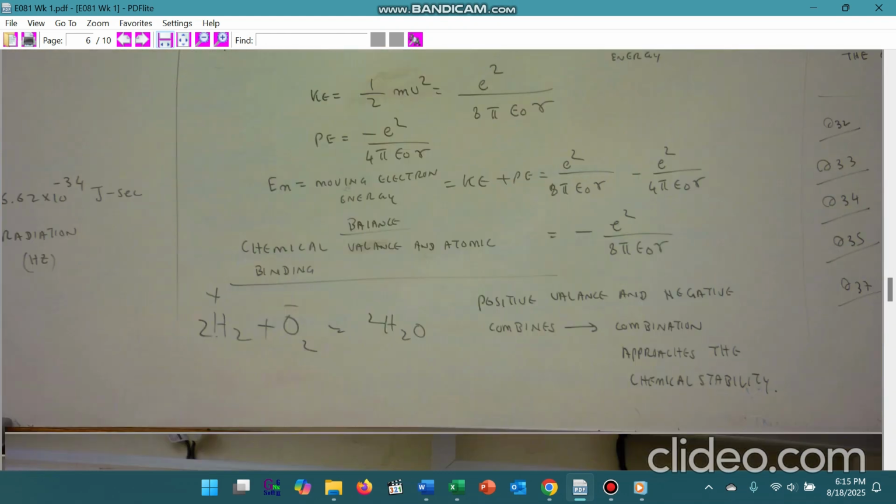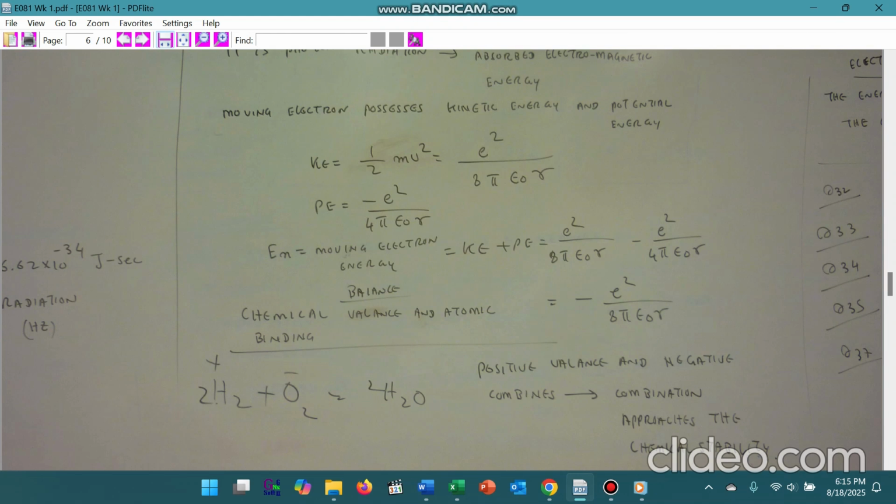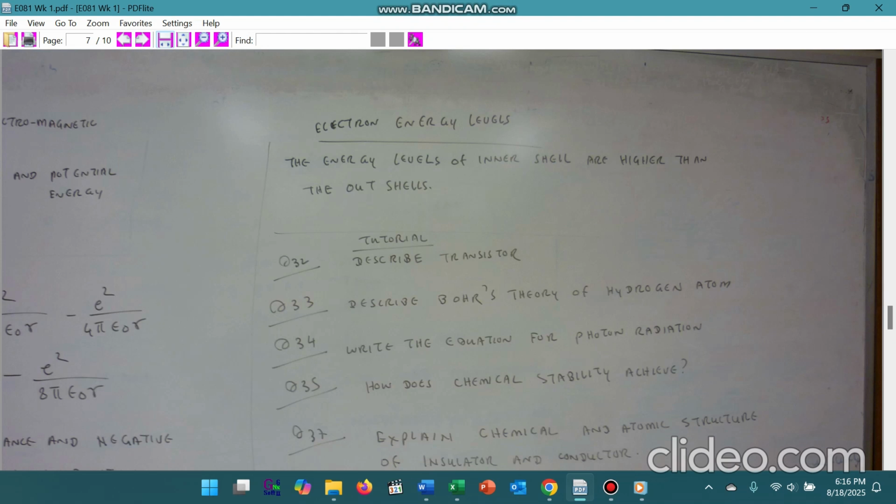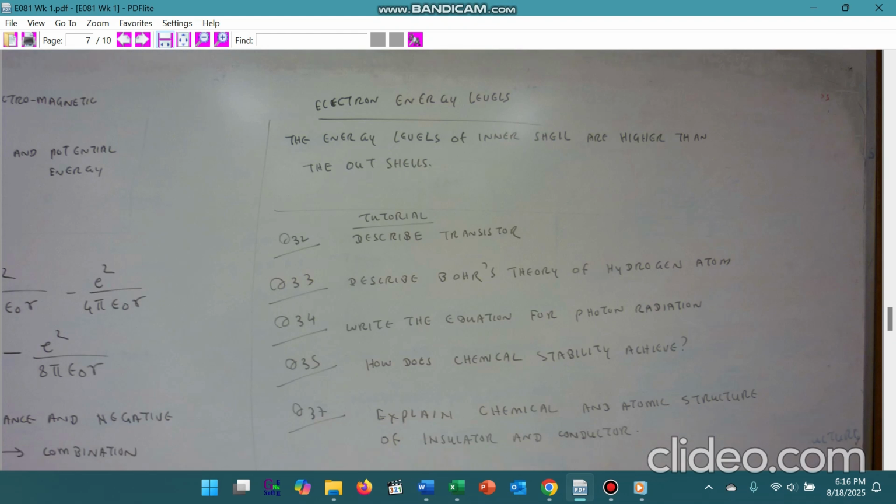So the energy level of the inner shell is higher than the outer shell. The electrons usually possess energy. They are moving around the nucleus, so we call it the energy level. The closer to the inner shell, the higher the energy level.